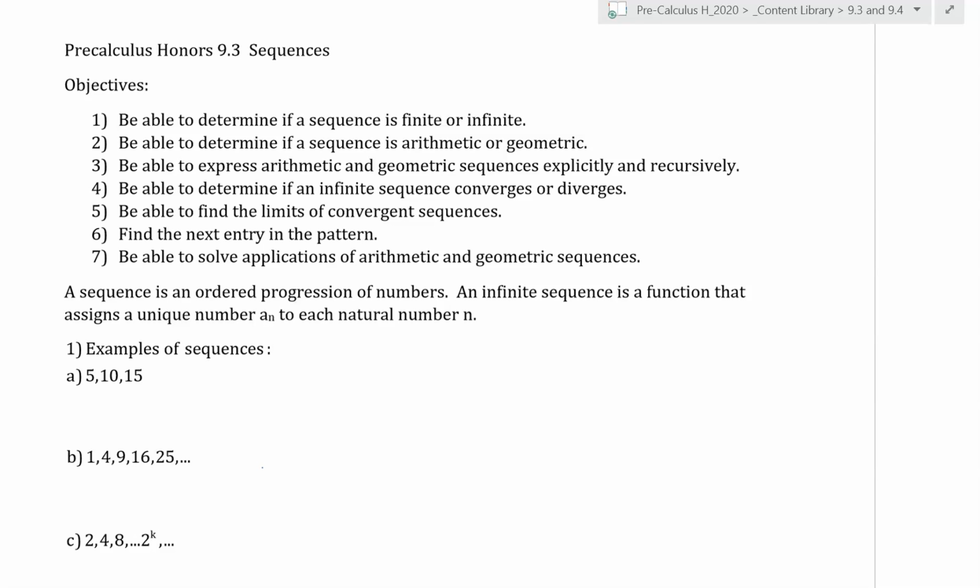Hi, Precalculus Honors. So these are notes 9.3. Go ahead and take a minute to read the objectives. Go ahead and pause the video and read through our 7 objectives for today.